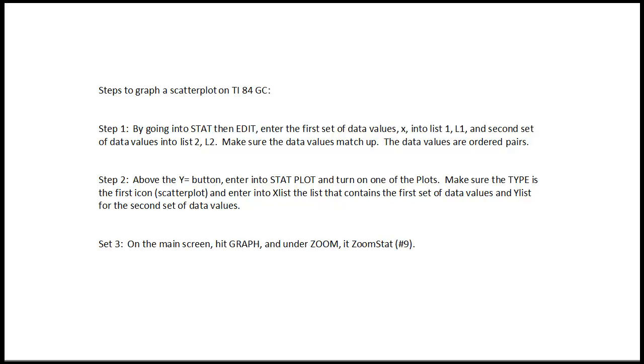Step 2, above the Y= button, enter into Stat Plot. Turn on one of the plots. Make sure the type is the first icon, which is a scatter plot. Enter into Xlist the list that contains the first set of data values, which is your L1, and Ylist for the second set of data values. Step 3, on the main menu, hit Graph. And under Zoom, hit ZoomStat, which should be number 9.